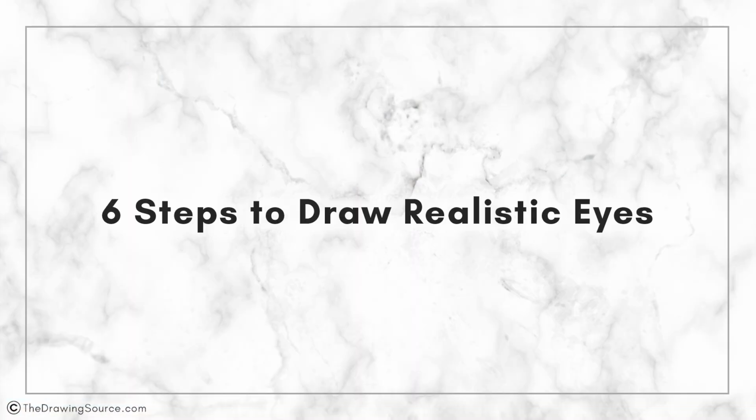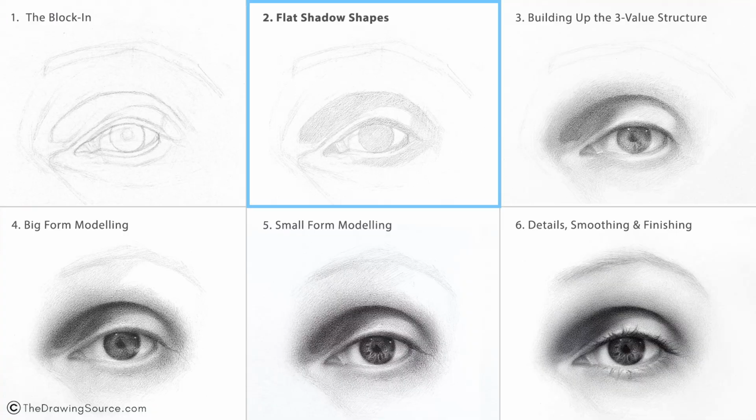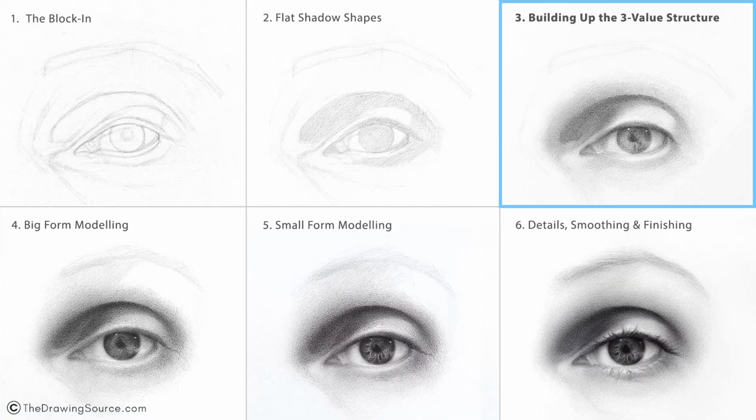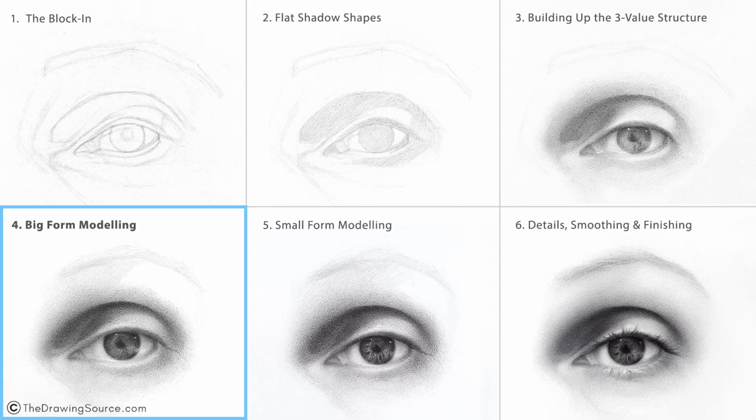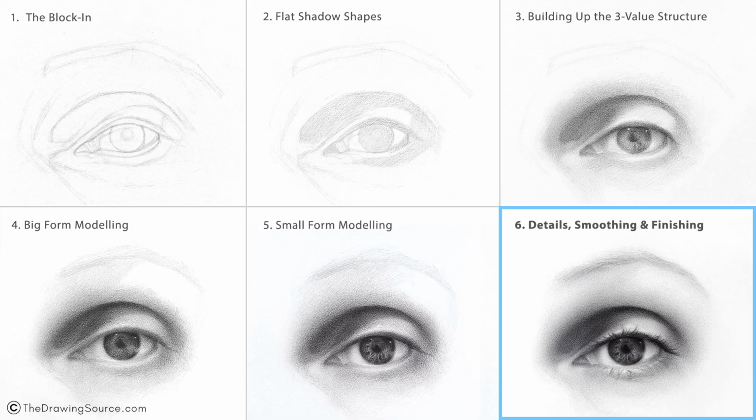To start, here are the 6 steps to drawing a realistic eye. The block-in. Flat shadow shapes. Building up the 3-value structure. Big form modeling, small form modeling, and details smoothing and finishing.